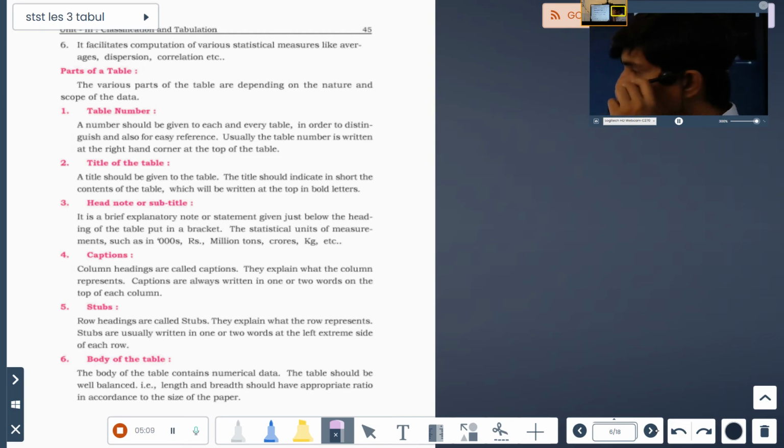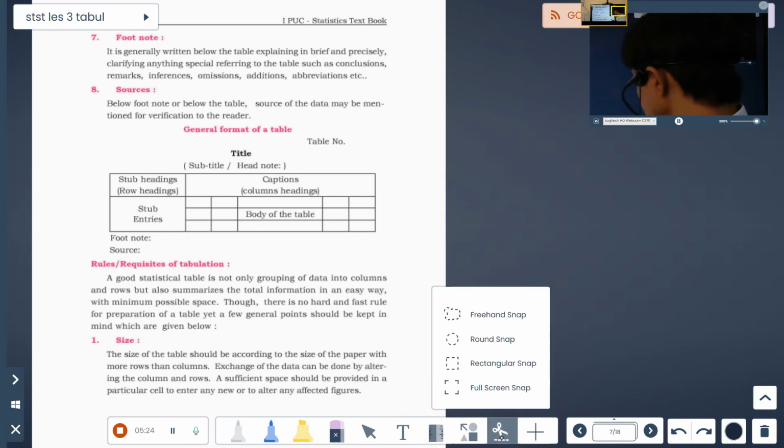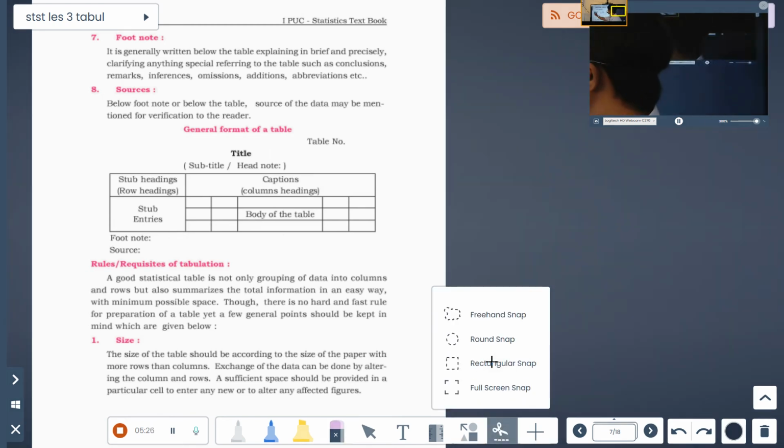Now, for these tables, there are different parts of a table. There are how many parts? Okay, six are given here. Eight parts are there. How many parts are there? Eight parts. Now, I'll clip this for you so that you can see it there only.